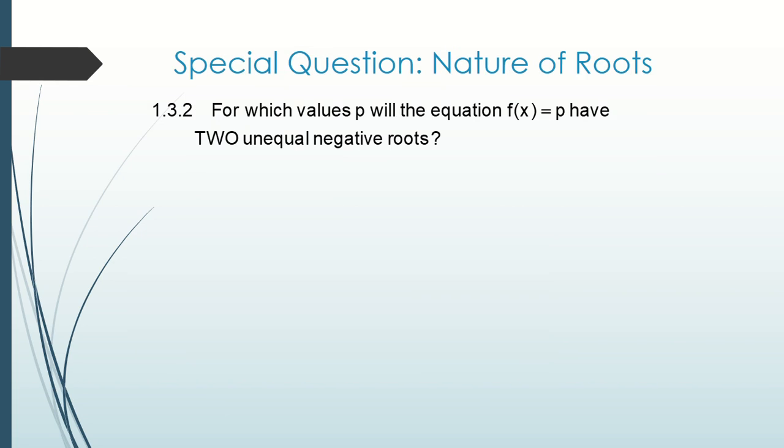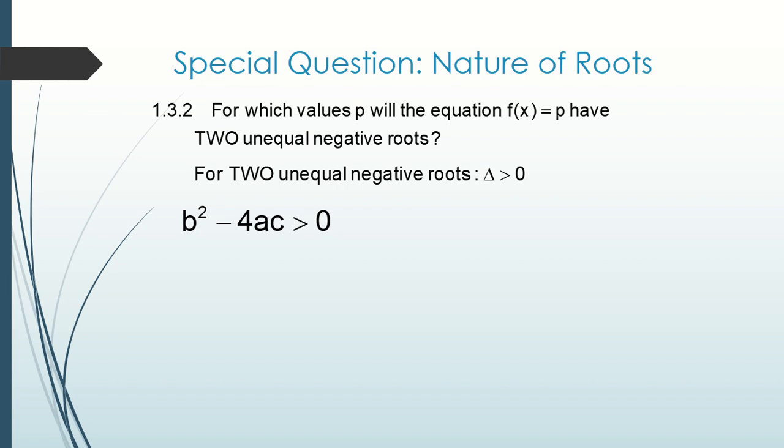The special question is a nature of roots question. It says, for which values of p will the equation f of x equals p have two unequal negative roots? So for two unequal roots, our discriminant must be greater than 0. Our discriminant is b squared minus 4ac. Now we are given f of x equals p. We know f of x is x squared plus 8x plus 16.